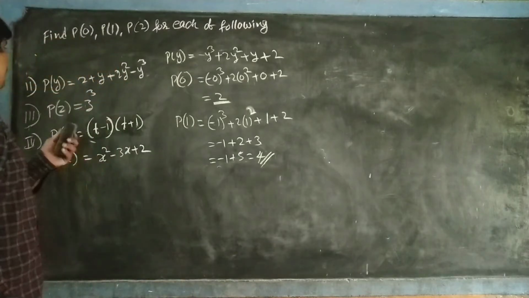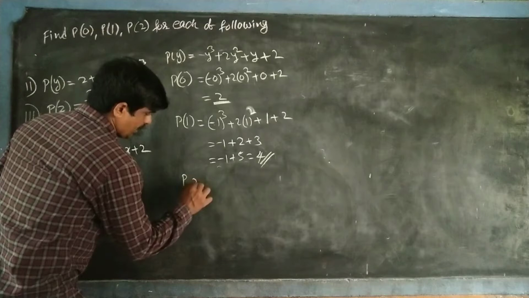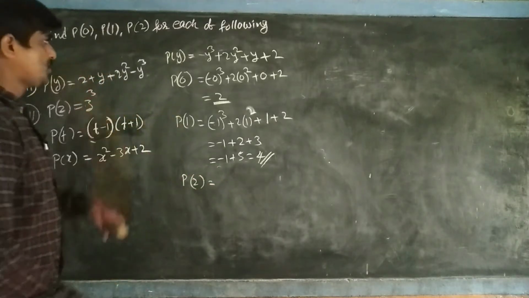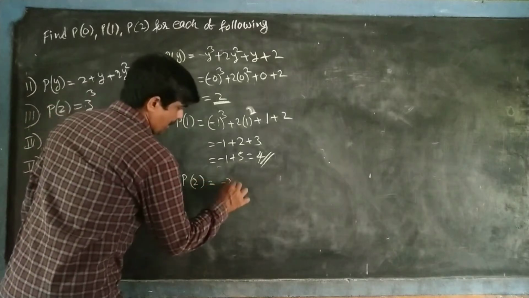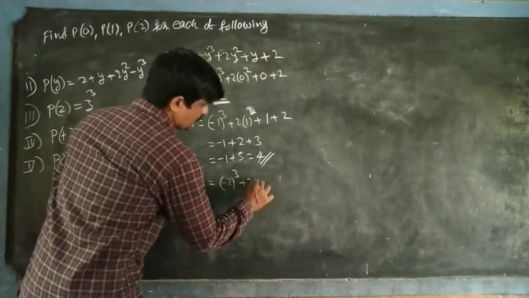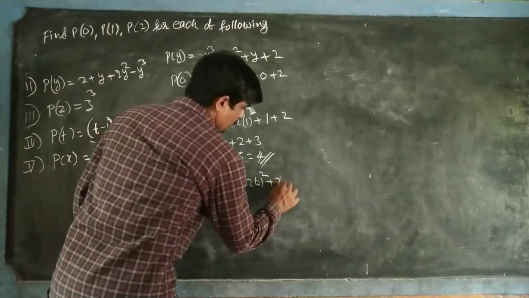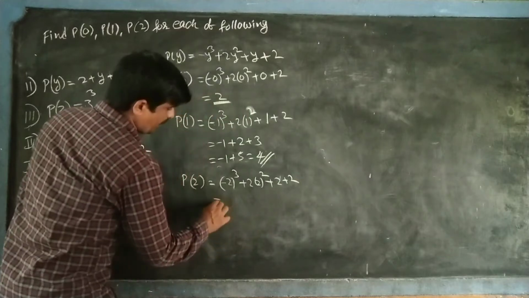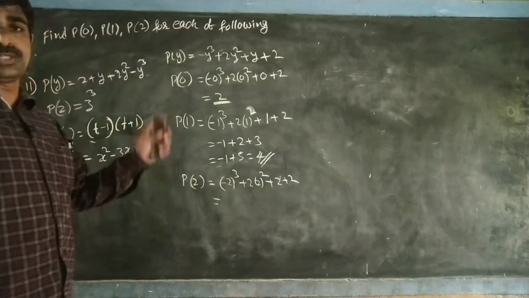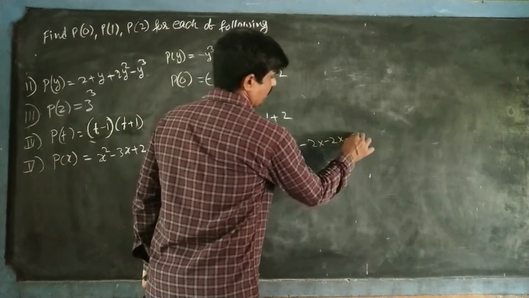Next, what we have to find? We are going to find p of 2. Simple, right? P of 2. Instead of y, we are writing 2. That is equal to minus 2 power 3 plus 2 into 2 power 2. So minus 2 power 3 is minus 2 into minus 2 into minus 2.